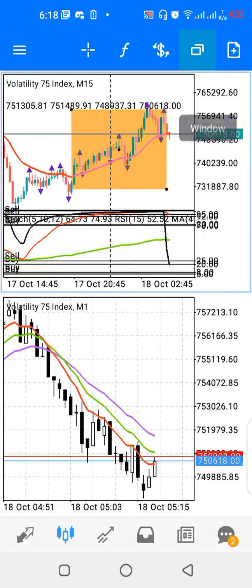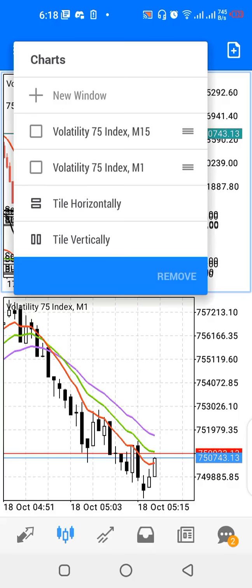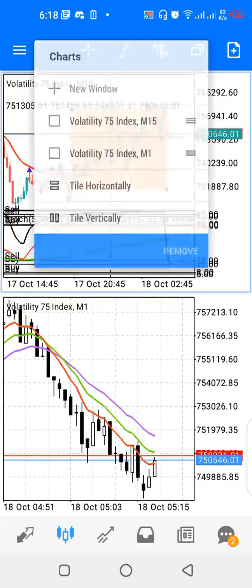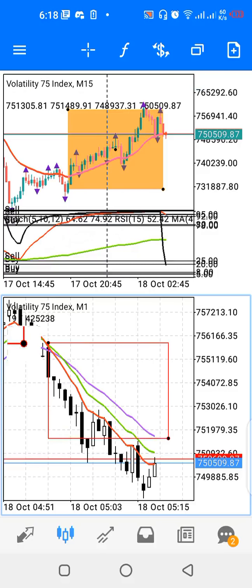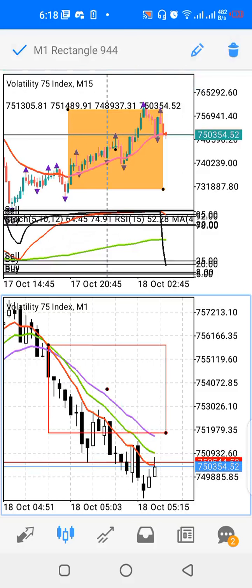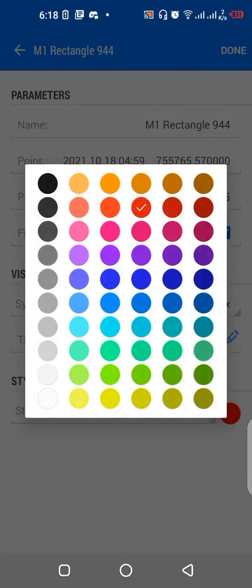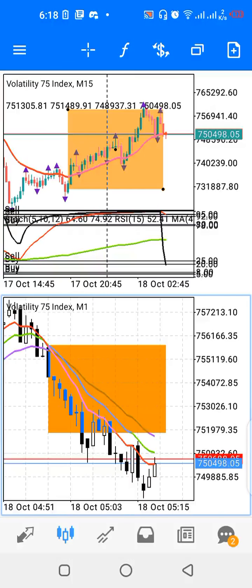Going back to the icon, the window, press on it. You tap on it, then you can see M15, then you can see another window, volatility 75 M1. This is my volatility 75 M1 chart. I'm going to put some color to this. Let me change the color to this. All right, so that's it.